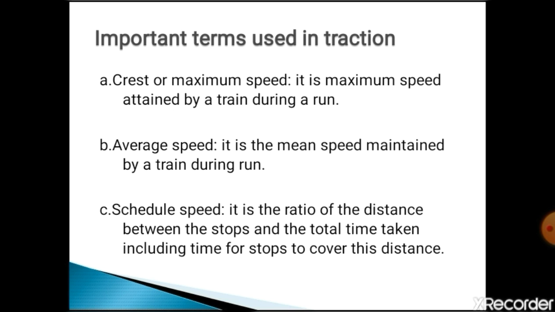Important terms used in traction are, first, the crest or maximum speed. It is the maximum speed attained by a train during a run. The second one is average speed. It is the mean speed maintained by a train during a run. Third, scheduled speed. It is the ratio of the distance between the stops and the total time taken, including time for stops, to cover this distance.